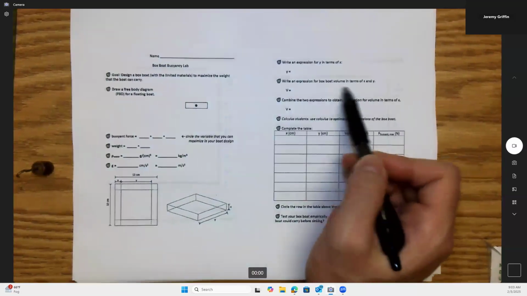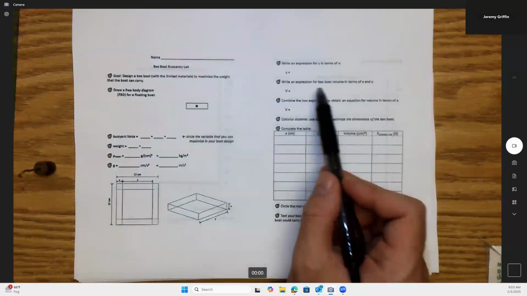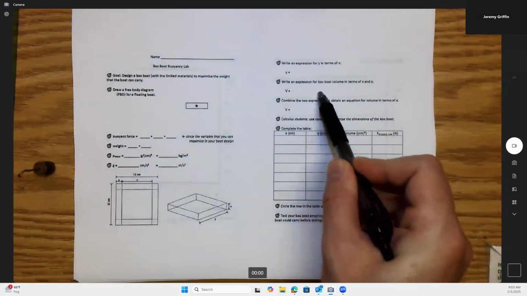Now guys, this one's supposed to be real straightforward. What's the volume of a box? Length times width times height, right? And it looks like the length and the width are the same. They're both just Y, get that? And the height's going to be X. Can you multiply that together to make an expression in terms of both X and Y? It would just be Y squared times X, right?